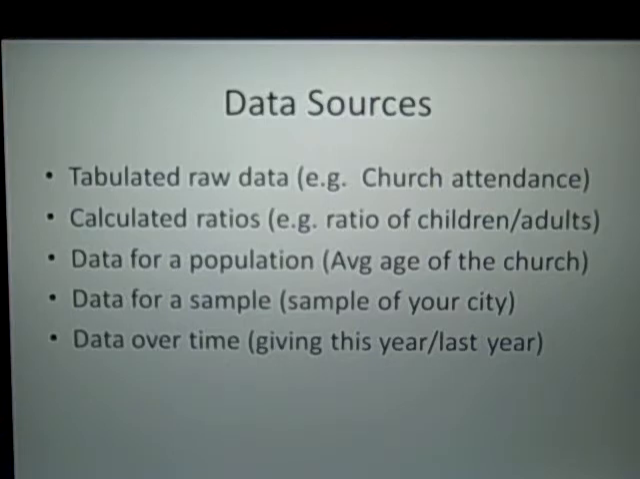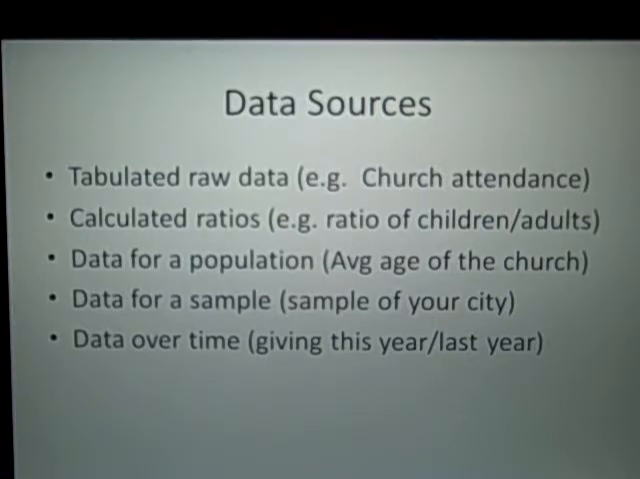First of all, we can have tabulated raw data, and this is where we just take a list of actual numbers such as church attendance, offerings given, scores by students, and we merely take these scores, put them in a table, and we can add them up. We can average them, we can get the standard deviation, we can get the average or the mean, and so forth. I think this is fairly straightforward, and you're probably most familiar with this.